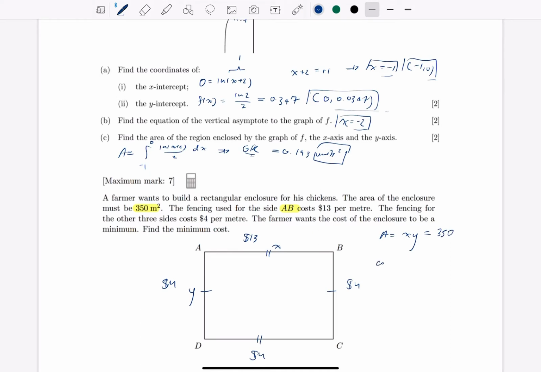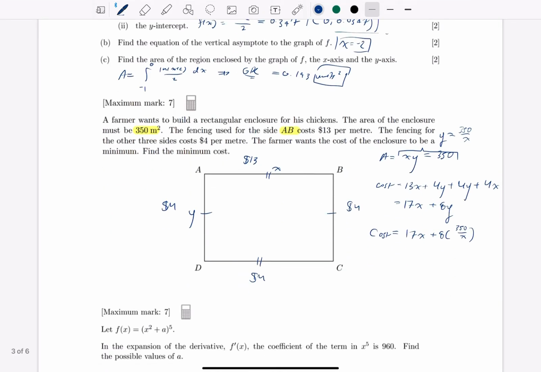But we also know that the cost is equal to 13x plus 4y plus 4y plus 4x. Okay? And if we consolidate like terms, we get this. Now we have a 2-variable situation, and in math, 2 variables always makes it a bit harder to work with. But we do have one axiom. If we substitute for y, we have this right here. So really, we can substitute and say that cost is equal to 17x plus 8 times 350 over x.